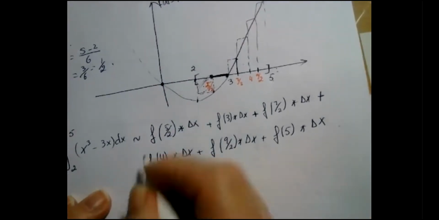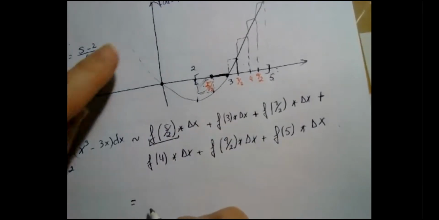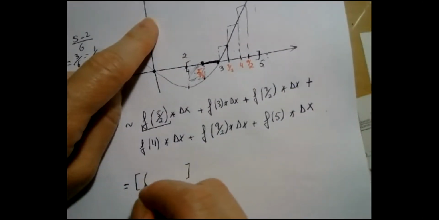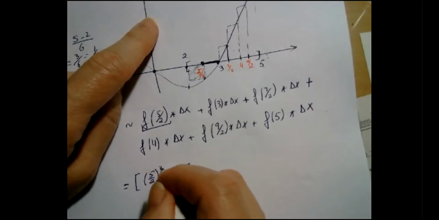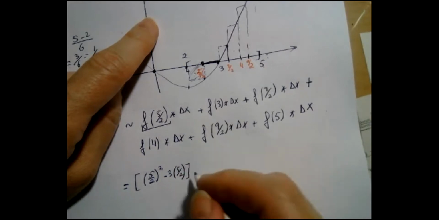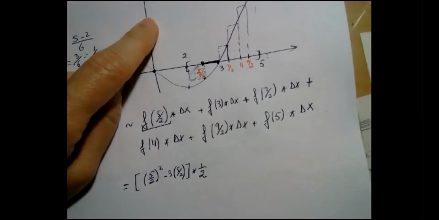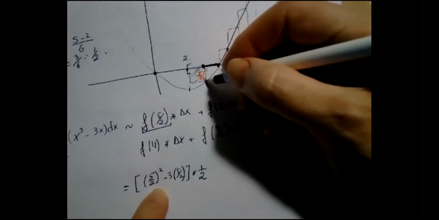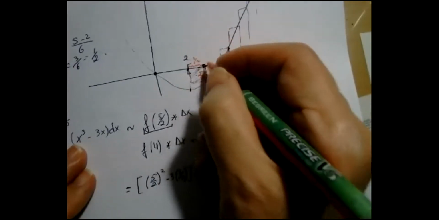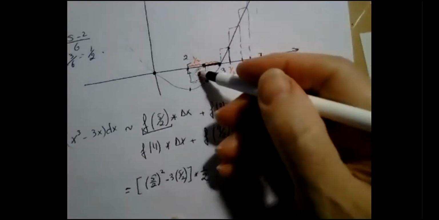So it's equal to what? What is the value of the function at 5/2? So let us see what the function is. The function is x squared minus 3x. So here I should have 5/2 to the power 2 minus 3 times 5/2. That's the value of the function here, times my delta x. This number is going to be negative because this is the value of the function at 5/2. Multiplied by a half, that's the delta x. It's going to give me minus this area.